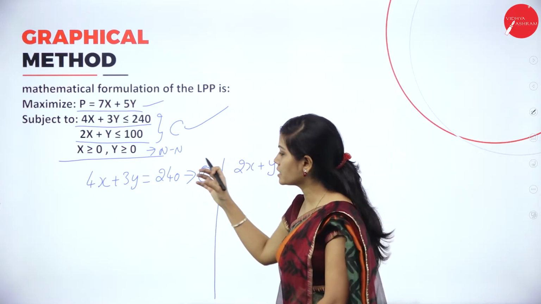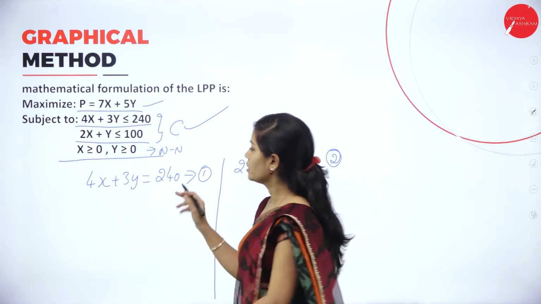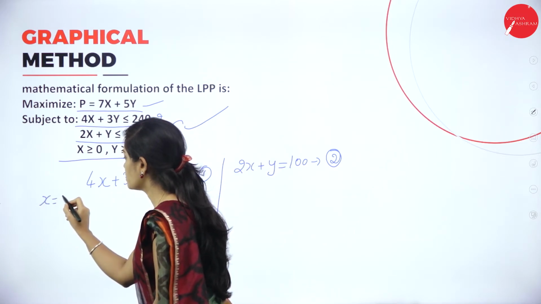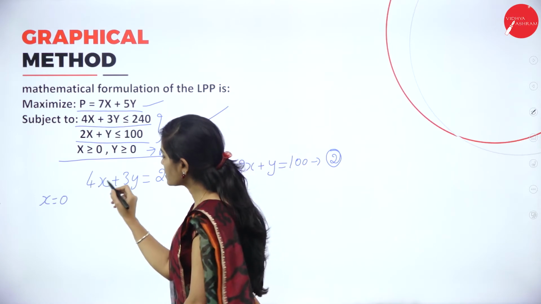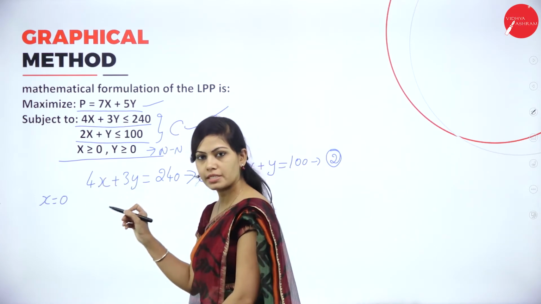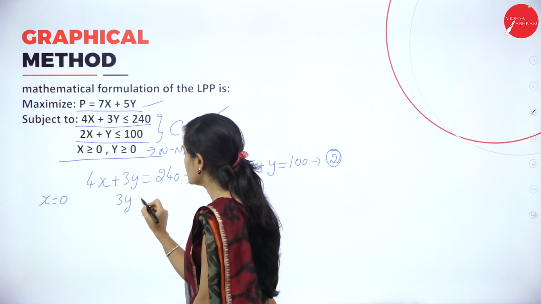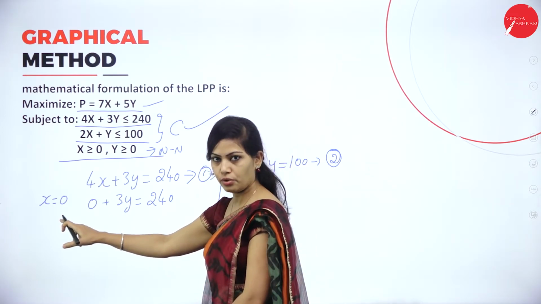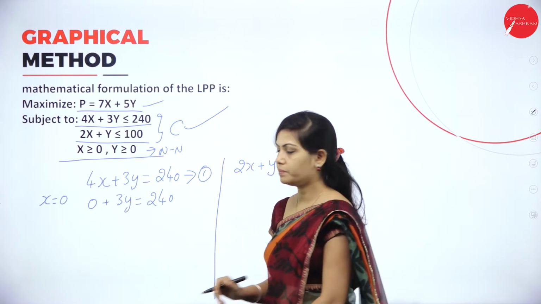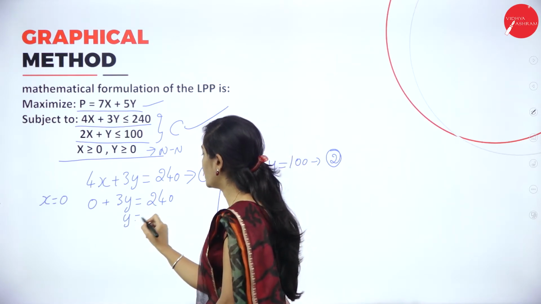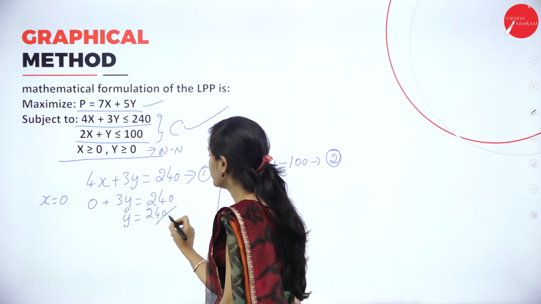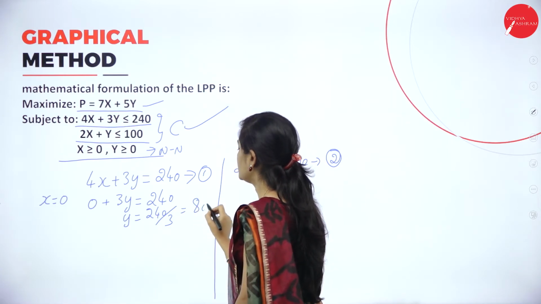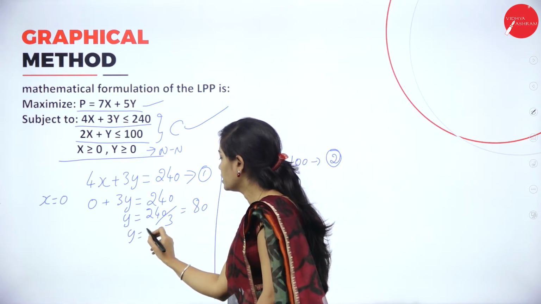After getting these equations, we have to find the points. First I will put x is equal to 0. X is equal to 0 means 4 into 0 is 0, so 0 plus 3y is equal to 240. Here we have to find the value of y. Y is equal to 240 divided by 3. What is 240 by 3? It is 80. So y is equal to 80.